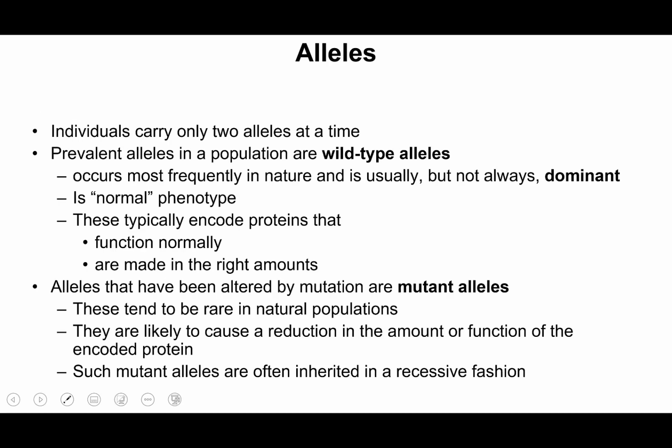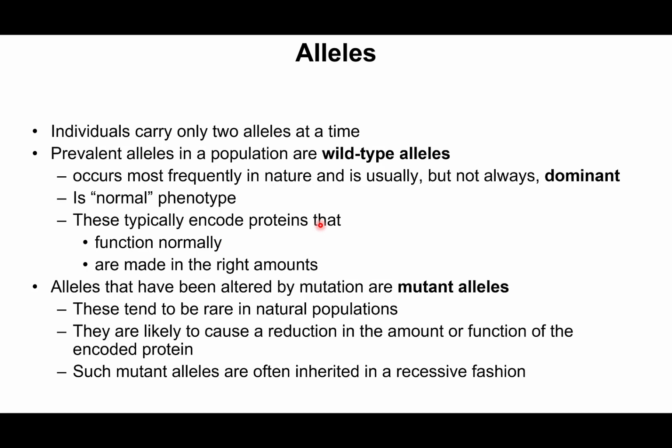Because individuals can only carry two alleles at a time, we use the term wild type alleles to talk about what are the most common alleles in a population. They occur the most frequently in nature, and they're usually, but this is important, not always dominant. It's the normal phenotype. And this is the default state for most of the proteins that we say function normally. So we have the right amount made, they function normally.